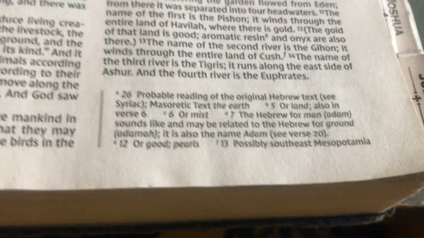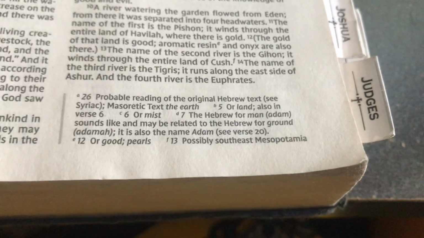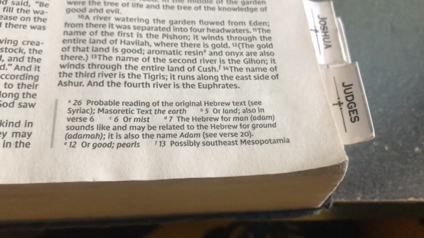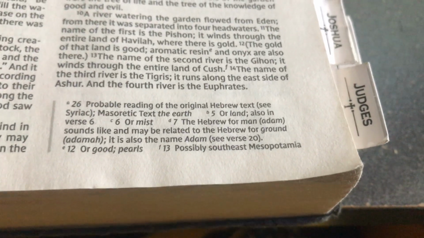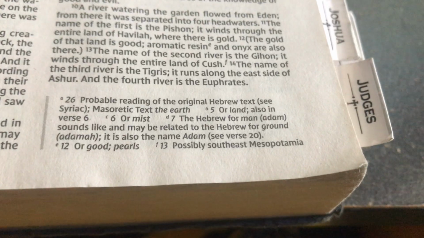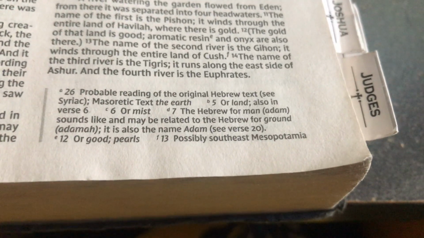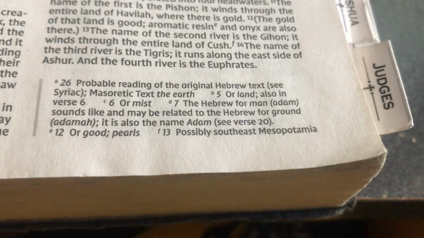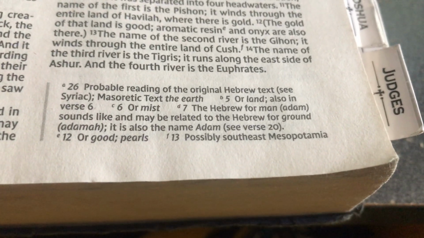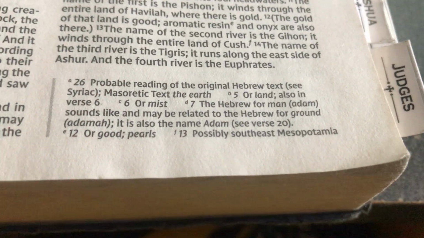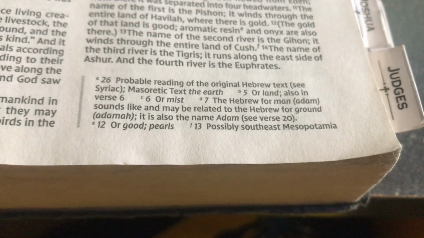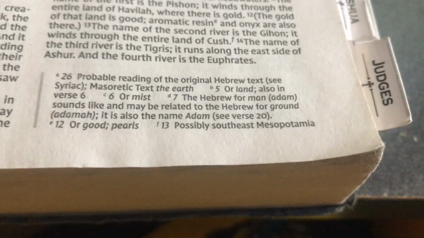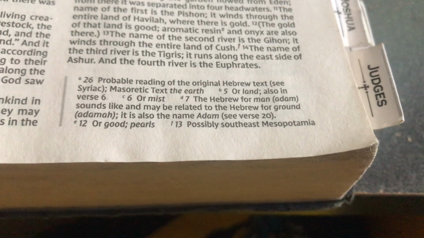Probable reading of the original Hebrew text. See Syriac, Masoretic text. The earth, or land, also in verse 6. Or mist. The Hebrew for man is Adam. Sounds like and may be related to the Hebrew for ground, Adamah. It also is the name Adam, see verse 20. Or good pearls. Possibly southeast Mesopotamia.